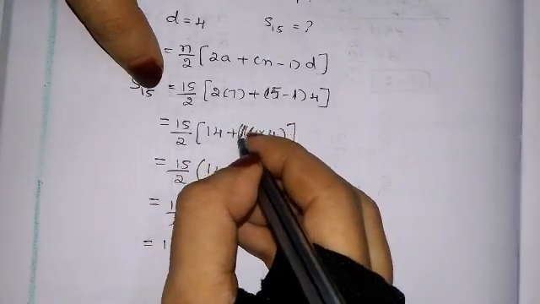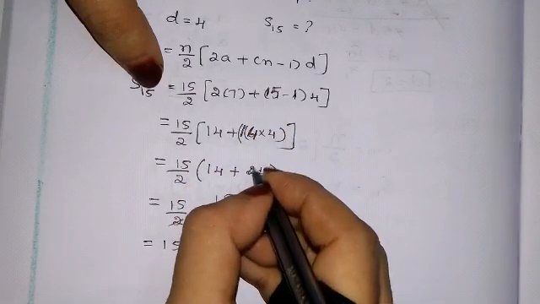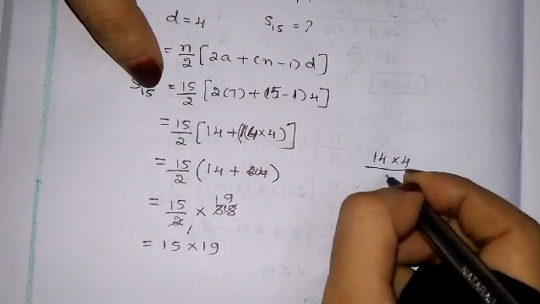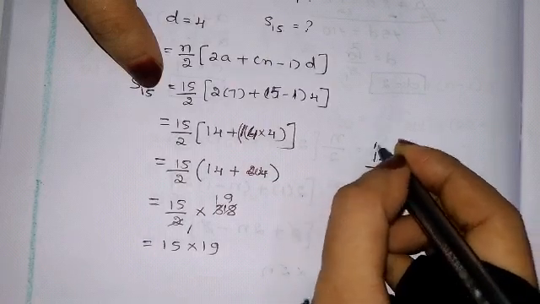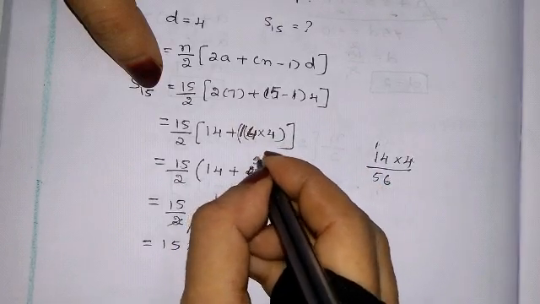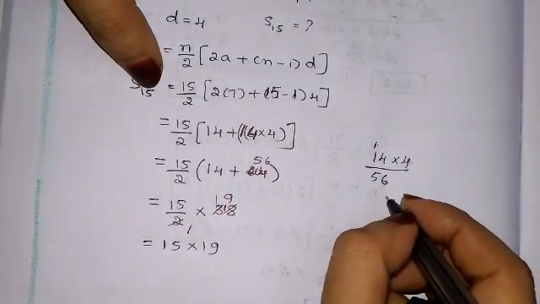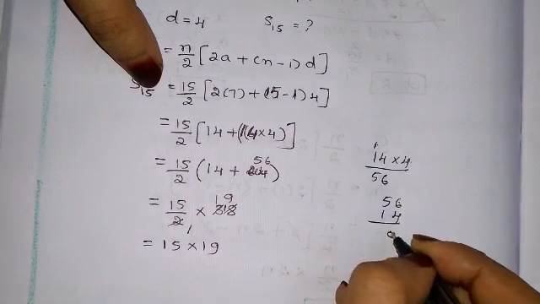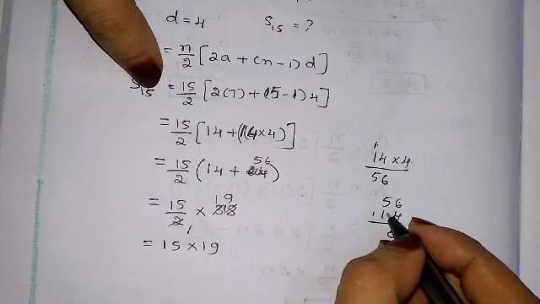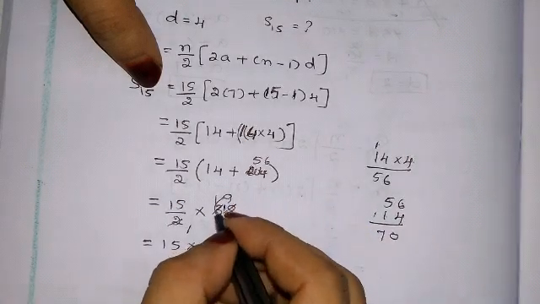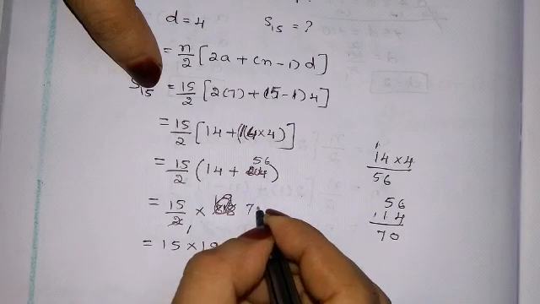14 4s should come. 14 4s, what? Let us see. 14 into 4. 4 4s are 16. 4 1s are 4, 5. 56 should be here. 14 plus 56. 56 plus 14. 4 plus 6 is 10. 5, 6, 7, 70 here it is now. On this side we can see it is 70.